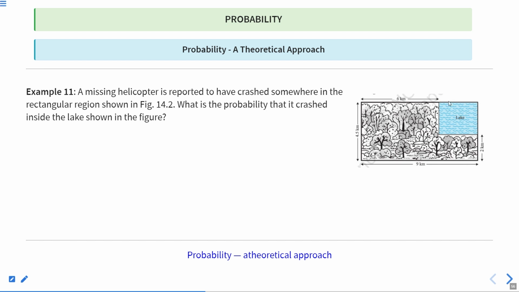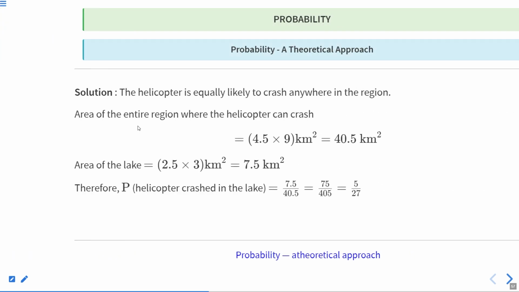Okay, so here in this rectangular region, a missing helicopter is reported to have crashed somewhere in the rectangular region shown in this figure. What is the probability that it crashed inside the lake shown in the figure? Okay, so let us find.